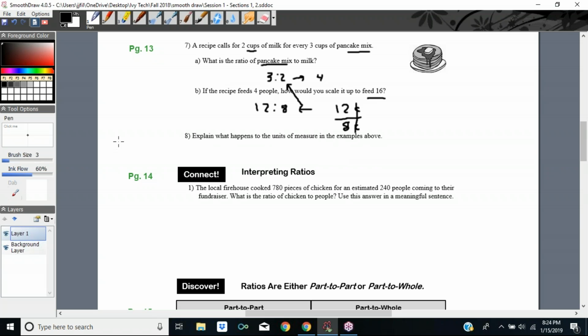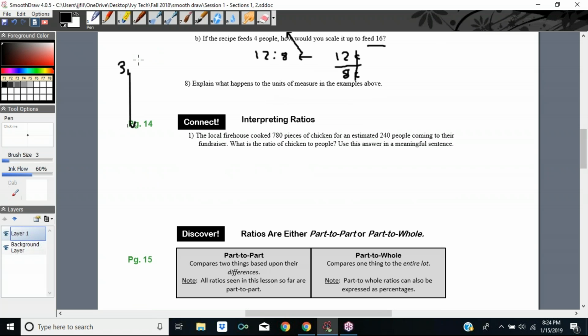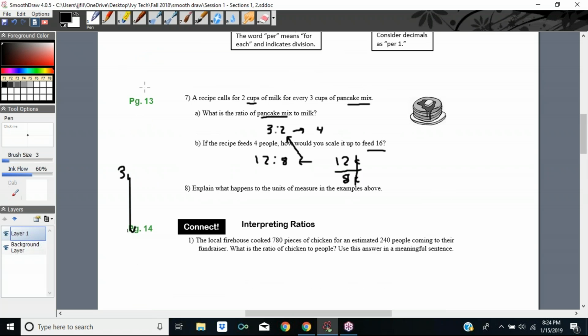But there might be a case where you have something like 3 weeks. Let me try that again. You might have a situation where you have something that says 3 weeks to 5 days, or let's say, let me change that, 52 days. Now here we have a problem because the units aren't the same.